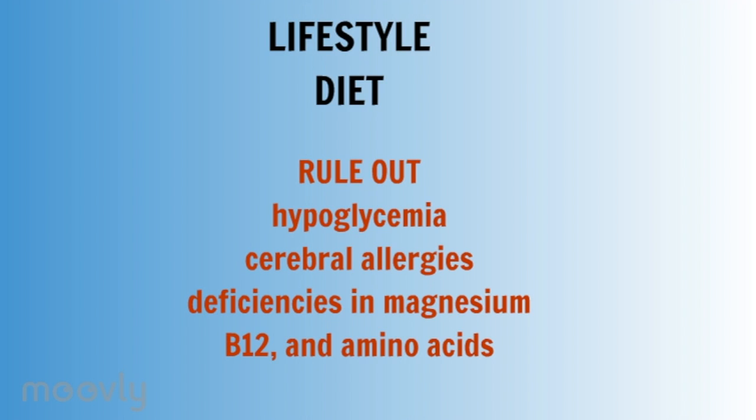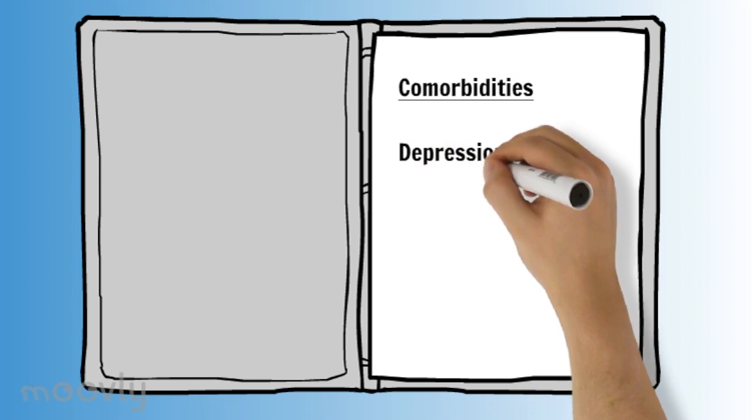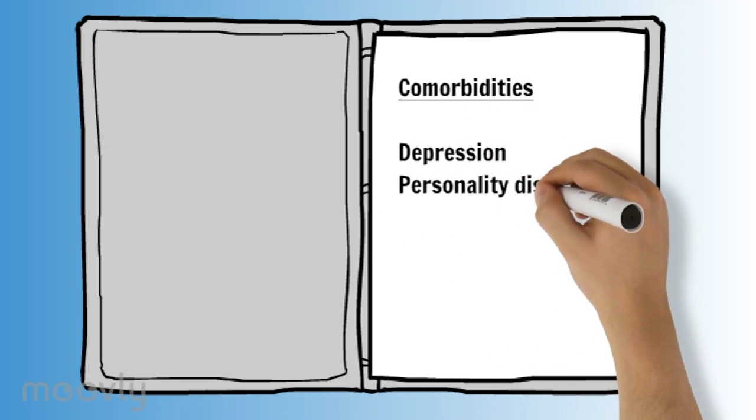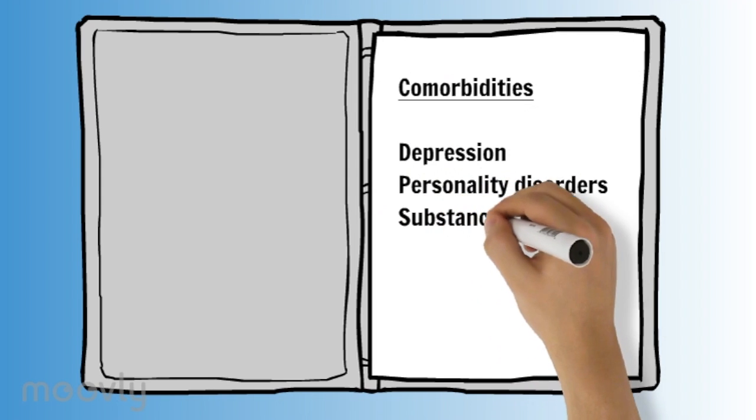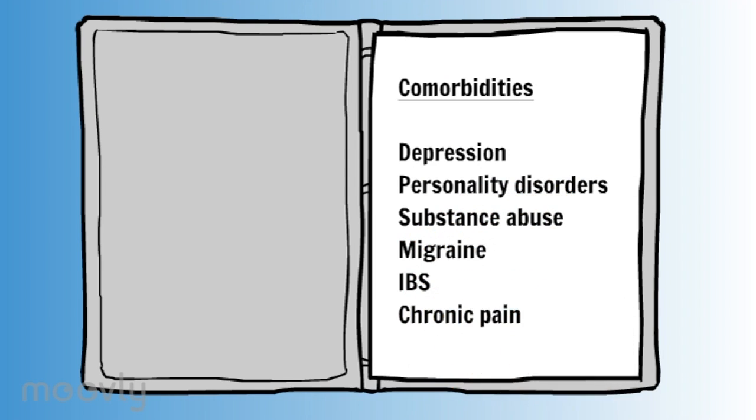Key factors such as hypoglycemia, cerebral allergies, deficiencies in magnesium, B12, and amino acids should be ruled out. If anxiety is present, other comorbidities must be ruled out, with the most important being depression, in order to encompass a full image of the patient's health. Other comorbidities that should be screened for include personality disorders, substance abuse, migraine, IBS, and chronic pain.